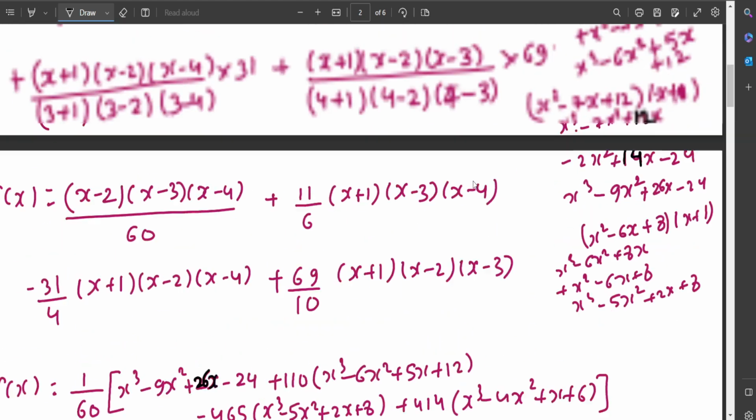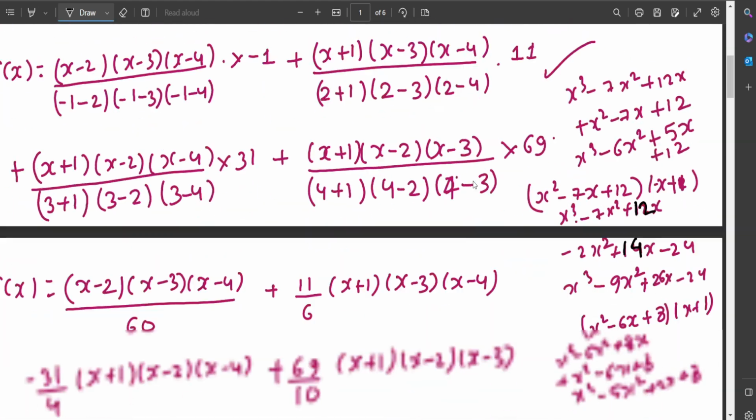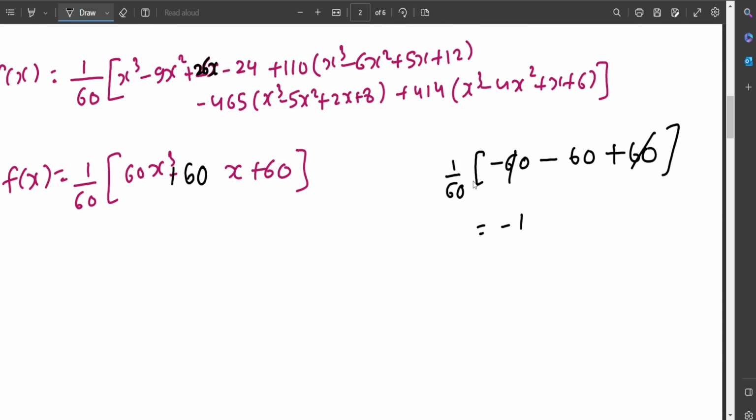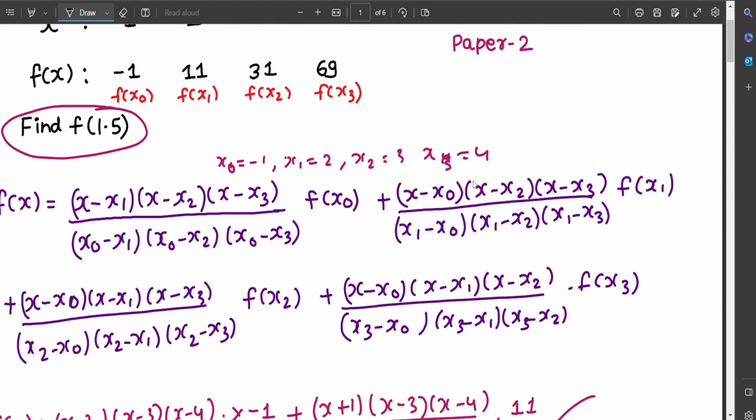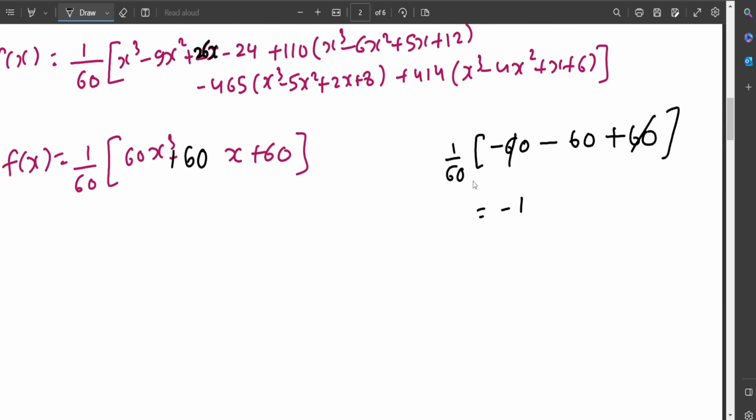And you can similarly check for the next value as well, which is 2, and it will give you 11. Let's see. At 2, it will be 60 into 8, plus 120 and plus 60. So this is 660 divided by 60, so that is 11. As you can see, it is giving that. That means the polynomial which we have got is correct, and if you simplify this polynomial, it is going to give you x cube plus x plus 1.